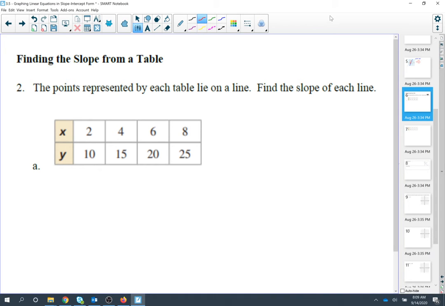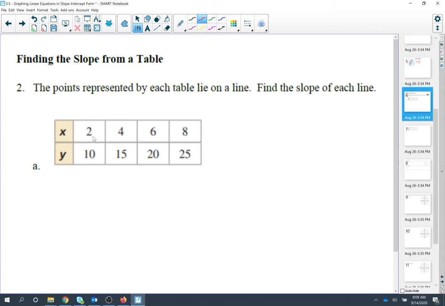Finding the slope from a table. Example 2. The points represented by each table lie on a line. Find the slope of each line. Now, we said the slope is the rate of change between any 2 points on a line. Well, they're telling you that all of these points are on a line, so we just need 2 of them.